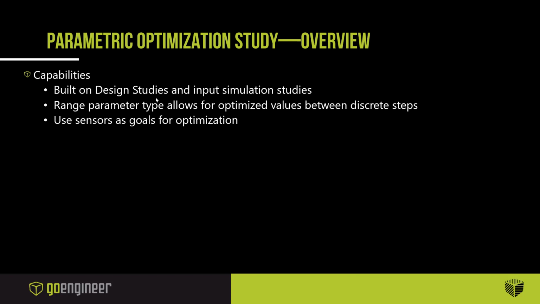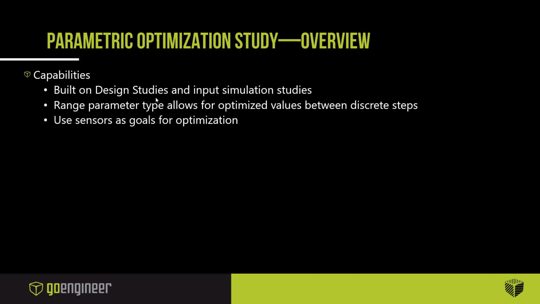In addition, sensors are once again coming into play, not just as constraints or things that we want to look at and observe about the various scenarios we're running, but now it's also a goal for optimization. Now we can say that we want to minimize mass. We're going to have a sensor to detect the mass of each iteration, and it's going to use that as a goal or as a point of comparison to decide which scenario is better than the others.